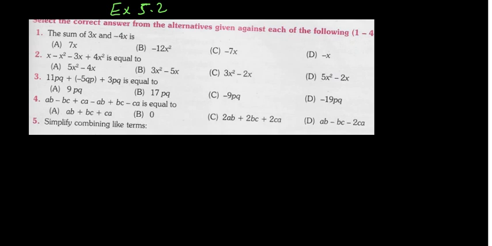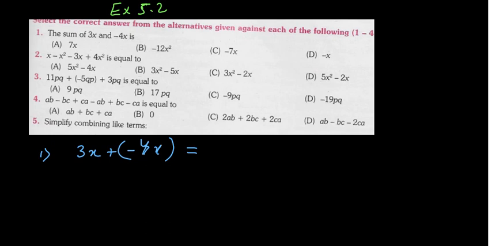We have already discussed subtraction and addition of polynomials. We have discussed like polynomials, like terms and such algebraic expressions. So we'll just move on with the topic. Question number 1 is the sum of 3x and minus 4x. The question is asking the sum of 3x and minus 4x.